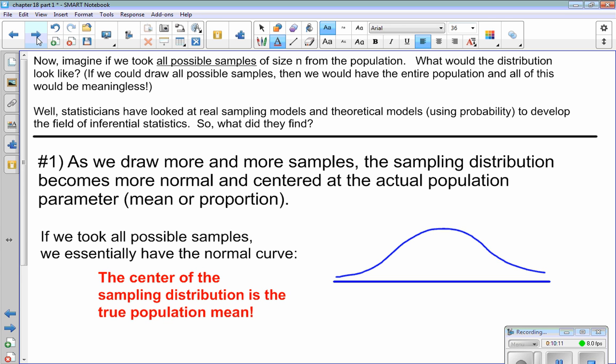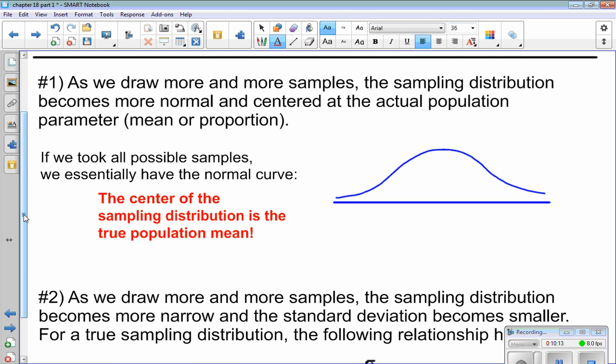So as we draw more and more samples, the sampling distribution becomes more normal. And here's the key: centered, let me write this down here, and centered at the actual population parameter. Now, it could be a mean or it could be a proportion. And again, today we're going to talk about means. On Wednesday, we're going to talk about proportions.